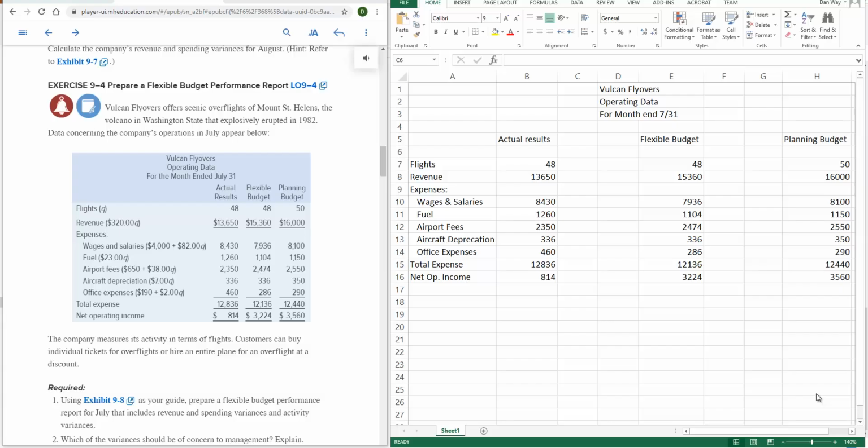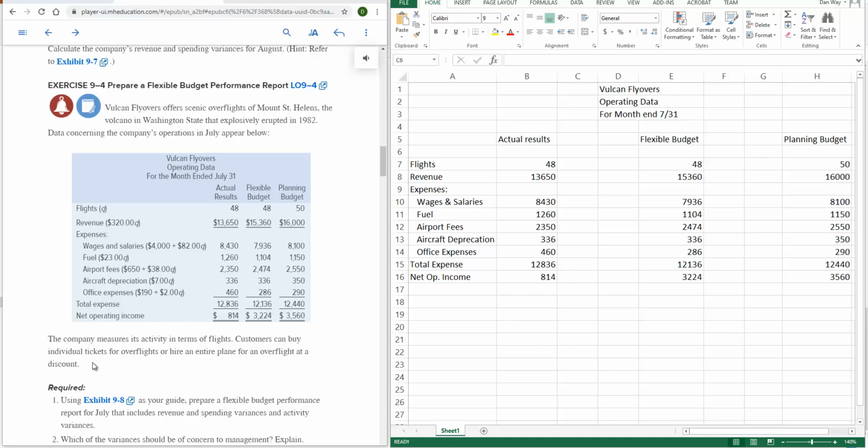Okay, so let's look at exercise 9-4, preparing a flex budget performance report. So the company for us to consider is Vulcan Flyovers. They do tours of Mount St. Helens out in Washington. And we were given data for this month end, July 31st. We know actual results for the period. We also know the company's flex budget and their planning budget. So I've gone ahead and laid that information out in the spreadsheet here just so we have something to work from.